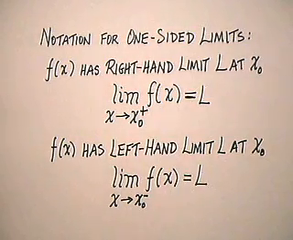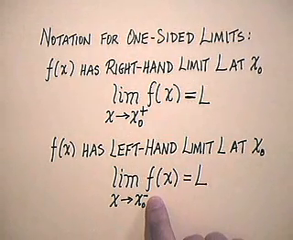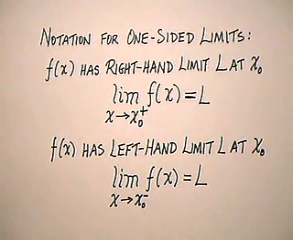Likewise, f of x has left-hand limit L at x naught. Similar notation, except for the left-hand limit, we have a little superscript negative sign there, a minus sign. And so you have to look closely for those because they're typically going to be very tiny. Now, let's look at a picture that shows what we mean by this.